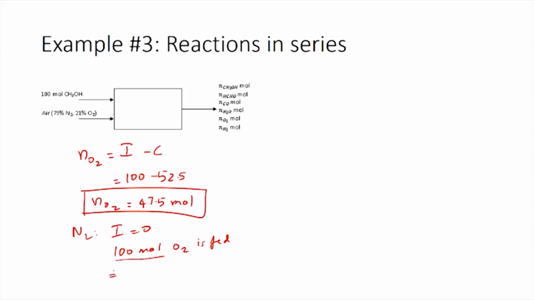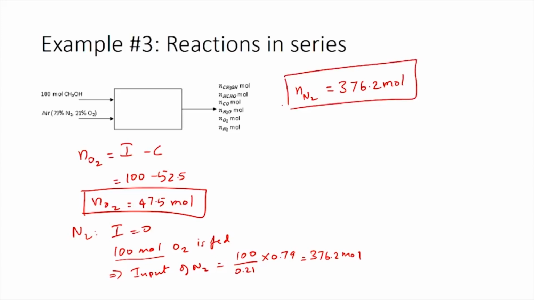So, based on that information we can calculate input of nitrogen as 100 divided by 0.21 times 0.79, which gives us a value of 376.2 moles. So, N nitrogen which is leaving the system would be equal to the input, which is 376.2 moles. Now that we have the number of moles for each of the components in the system, we have to now calculate the mole fractions for this.